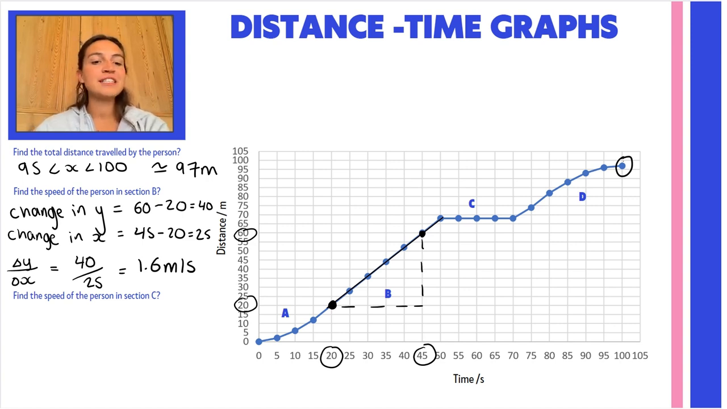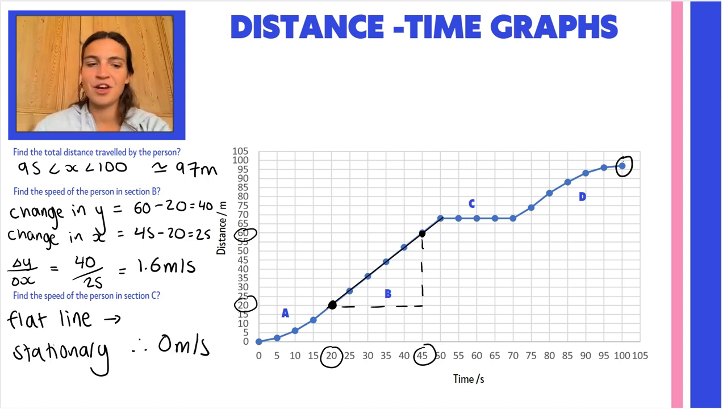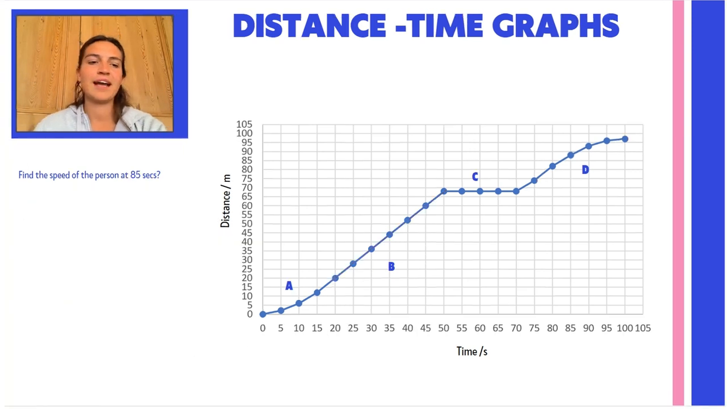Okay, finding the speed of the person at C. Well, this is a distance time graph, and at C, my line is flat or horizontal, which actually means that the person is at rest. So they're stationary and their velocity must be 0 meters per second. Okay. Now I want to find the speed of the person at 85 seconds.